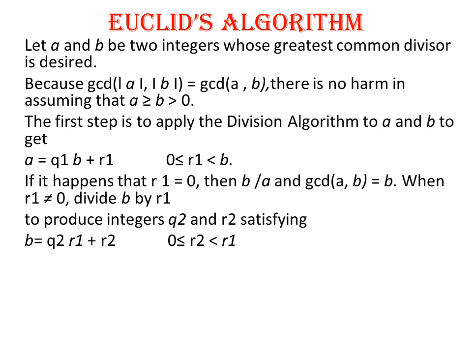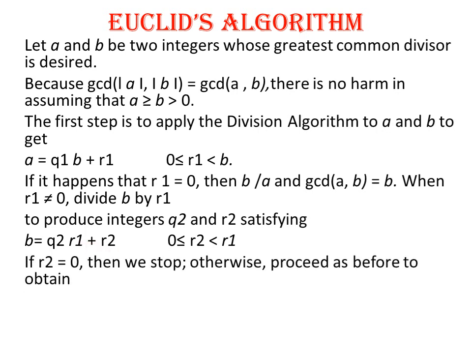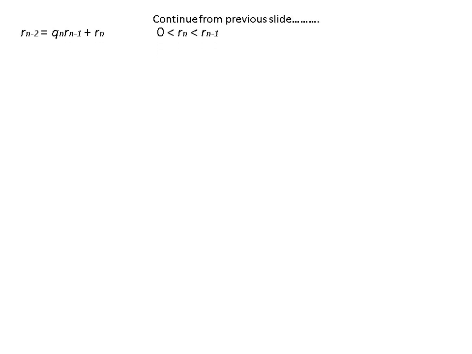In this step, if we are getting this r2 as 0, then we will stop here. If we are not getting r2 as 0, then we will proceed further by assuming r1 as dividend and r2 as divisor. So again we will get some q3 and r3 which holds this condition. In this way we will repeat this procedure further. We proceed in this way.